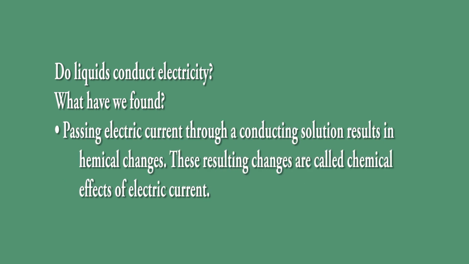Our last two activities will help you recall that passing electric current through a conducting solution results in chemical changes. These resulting changes are called chemical effects of electric current. Two of the changes we saw here were in terms of gas evolution and metal deposition. And we saw in some detail an activity focused on electroplating.